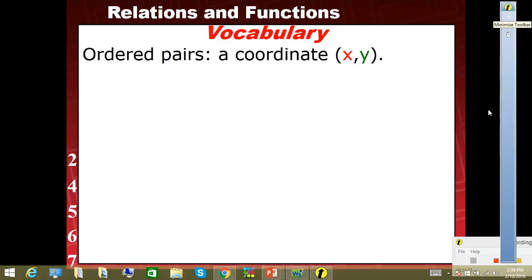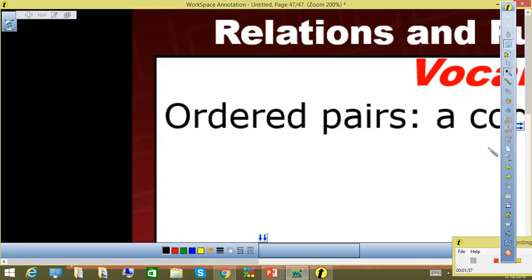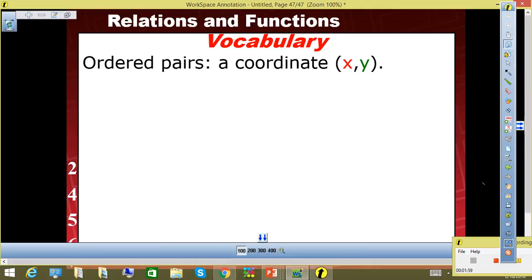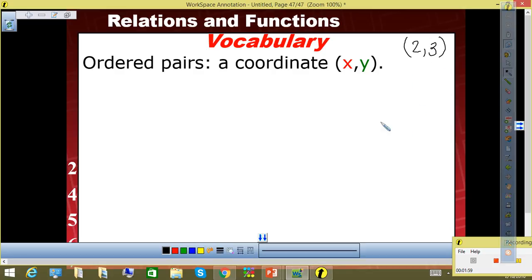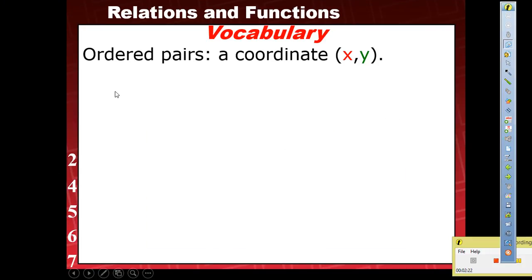So check this out. If I was to give you this point, look up, or this coordinate. This is the coordinate, yes? Which is the x value? The 2. What is the y value? The 3. Everybody understand? All right. So from there, next term, a relation. What is a relation? A relation is a collection of ordered pairs.